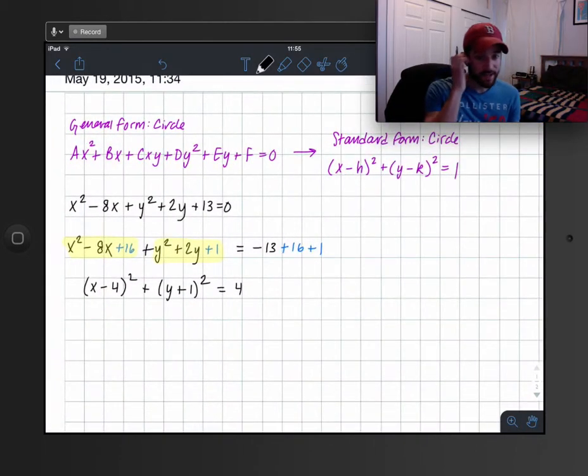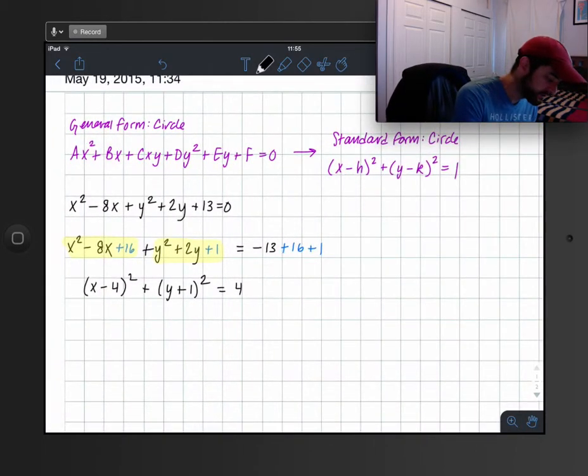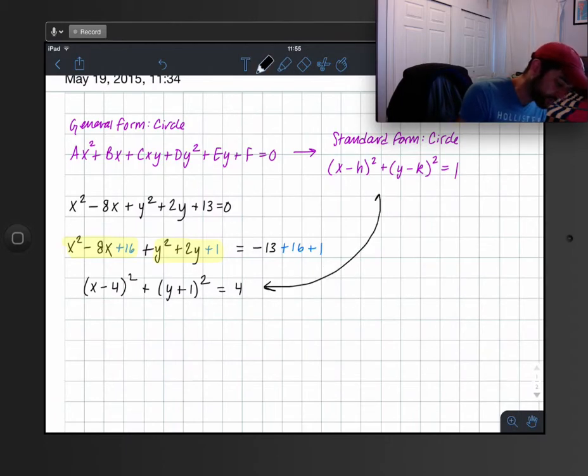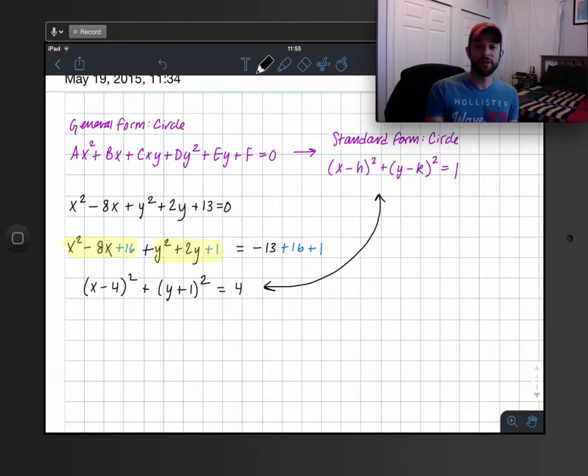And if we take a step back, we can see that this matches this form, where we have the center and the radius all for us. So that shows how we can go from the general form of a circle into the standard form of a circle.